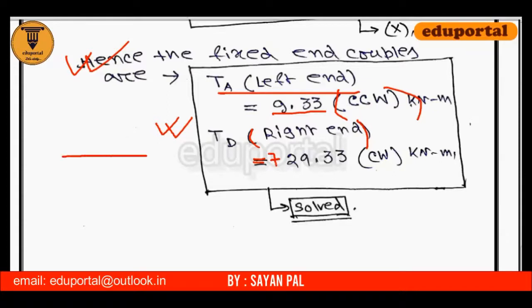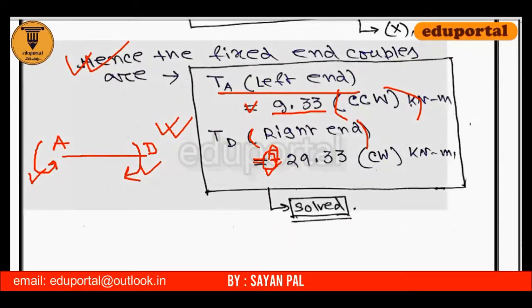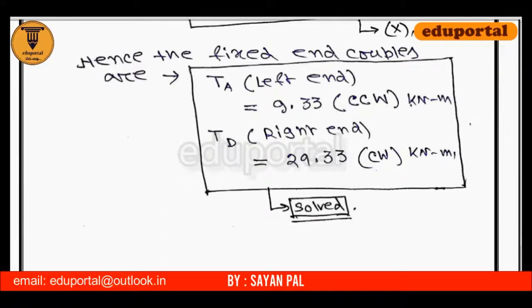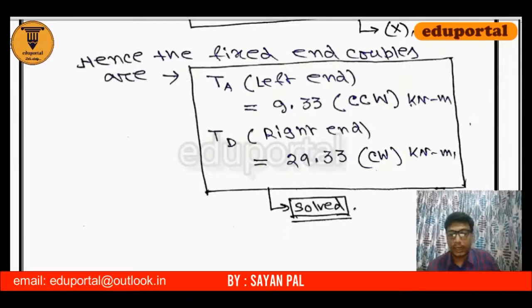So if this is the shaft, if this is A and this is D, then at A the shaft reaction will be like this. This is counterclockwise, and at D it will be like this. This value is 9.33 and this value is 29.33. This is positive. So this is the way to solve the question. I hope you have understood how to solve this type of question.